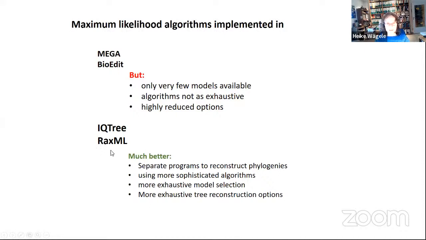And RAxML is working similarly. So it has separate programs to reconstruct the phylogenies. They are using more sophisticated algorithms. They have more exhaustive model selections and search functions, and so they are more exhaustive in tree reconstruction. So when you want to publish a tree, you cannot use this. A good journal will always reject this and say, please run your tree analysis in a proper tree reconstruction program.